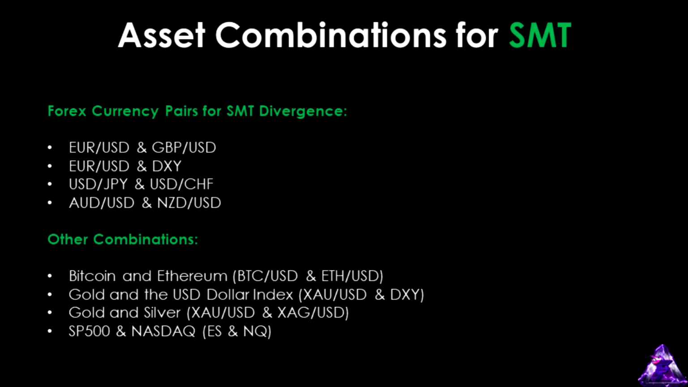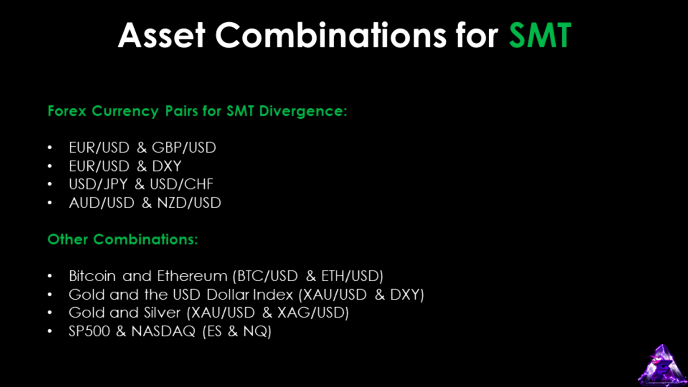Now let's move on, and I'll give you a list of important asset combinations you can use to find SMT divergences or discrepancies in price, which will potentially assist you in your analysis. Below, you'll see a list of assets, starting with the benchmark asset, followed by the underlying asset, which you can use to identify SMT divergences in their price action.